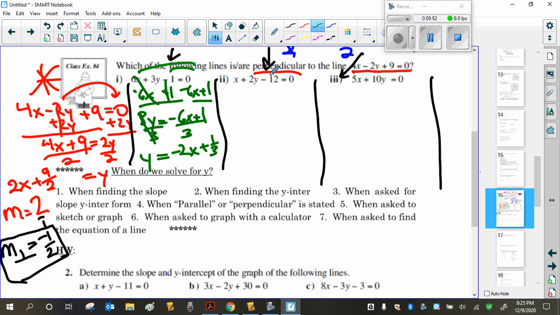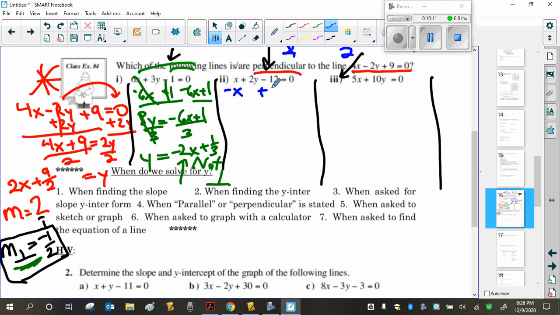What do we care about? We care about the slope. We have to have negative 1/2. Is this slope negative 1/2? No. What do you have to say? You have to say not perpendicular. I want to use a symbol. That's the perpendicular symbol. Or yes, it is perpendicular.